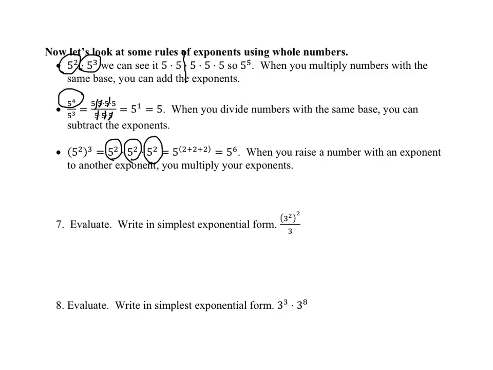We'll do number 8 first because it's easier than number 7. So write it in simplest form. So 3 to the third really means 3 times 3 times 3. And 3 to the eighth really means 3 times 3 times 3 times 3 times 3 times 3 times 3. 1, 2, 3, 4, 5, 6. One more. So I really have 3 to the 11th. But I didn't have to write out all that. I could have just added my exponents and got 3 to the 11th.